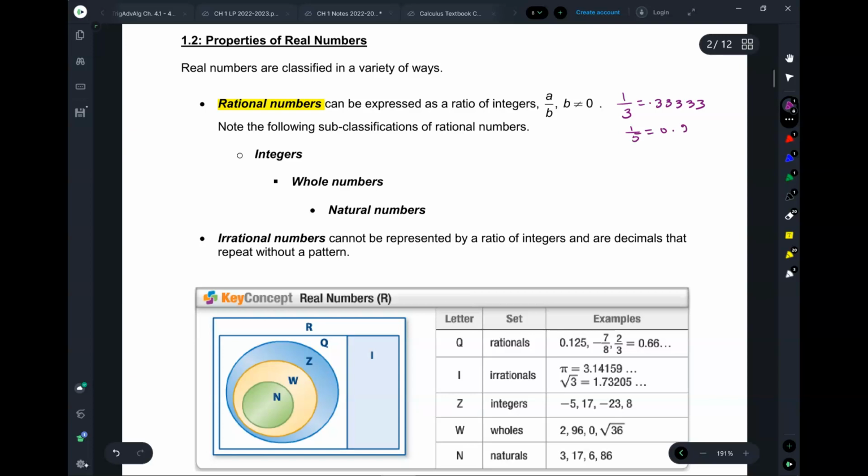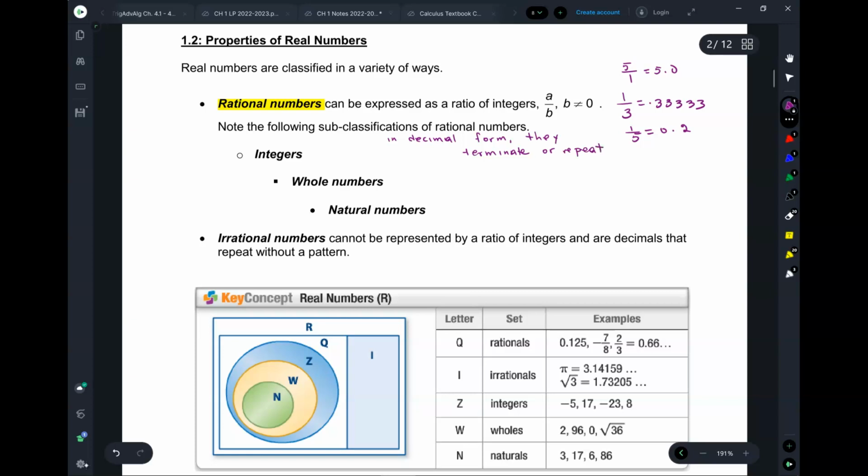1/5 is 0.2, right? It's a terminating decimal. That's a rational number. And then let's say 5/1, right? It could be expressed as a fraction. It's basically 5.0. That's a terminating decimal. That's a rational number. So all of these are rational numbers. So basically what you want to know is in decimal form, they terminate or repeat.